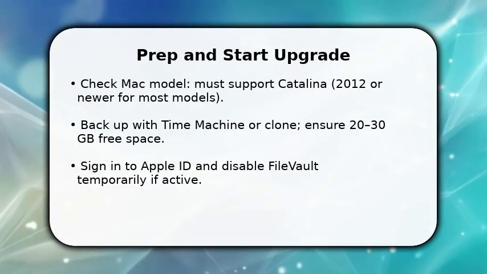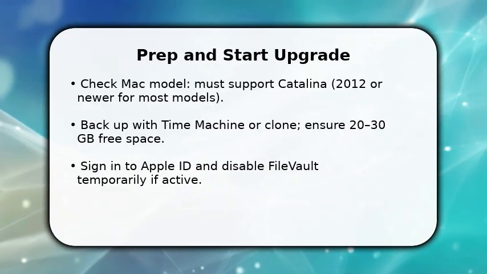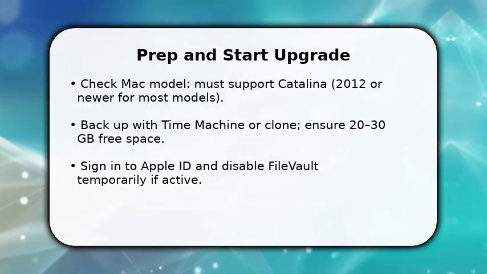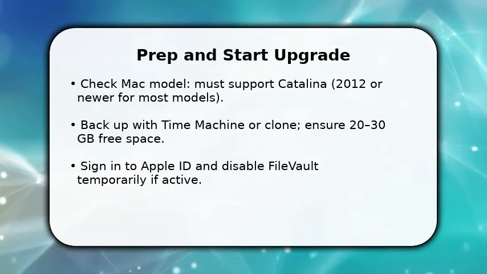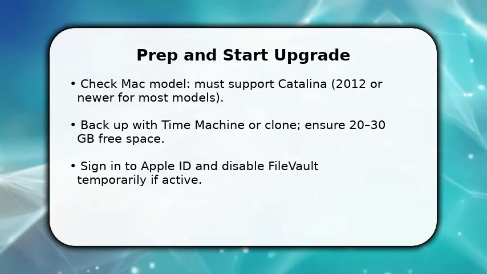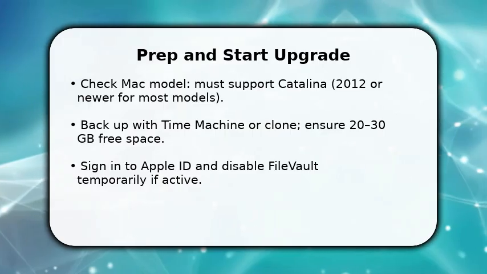You'll start by confirming compatibility and securing your data. Check your Mac model and free space. Catalina needs about 20-30 GB. Once done, make a full Time Machine backup or a bootable clone so you can restore if needed. Sign into your Apple ID and temporarily turn off FileVault to avoid encryption holdups during install.